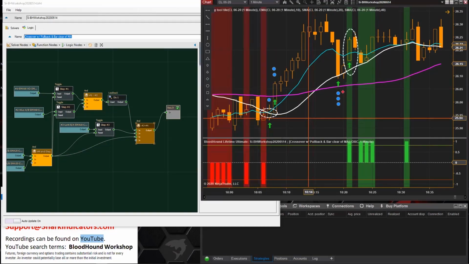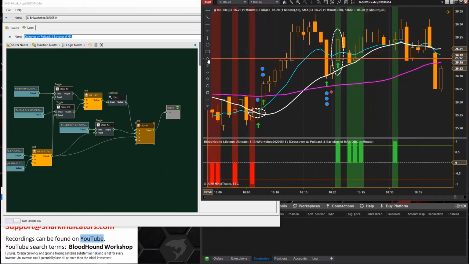Let's take a look at what we have so far. And perfect, we actually have a signal here on our signal bar. Cool. We're getting very close here. Now we have a little bit of cleanup work to do. We can see we're getting some random signals over here.